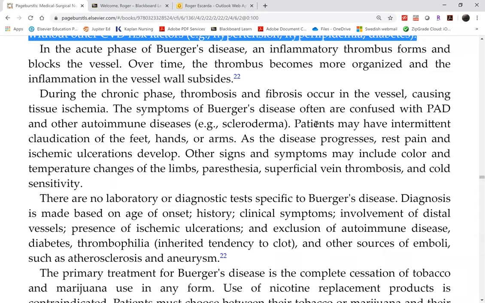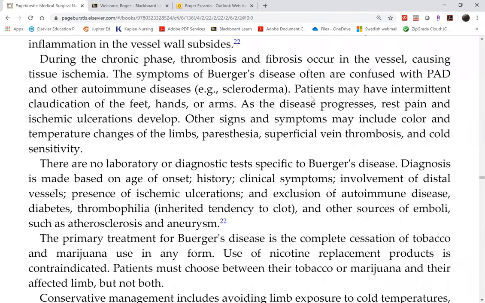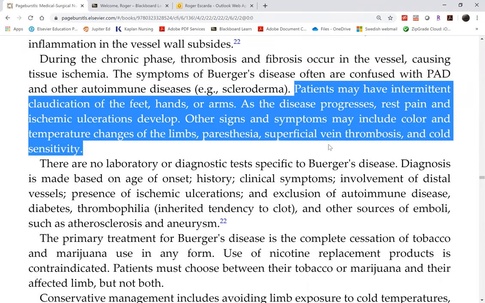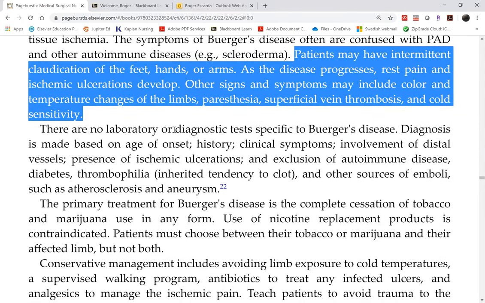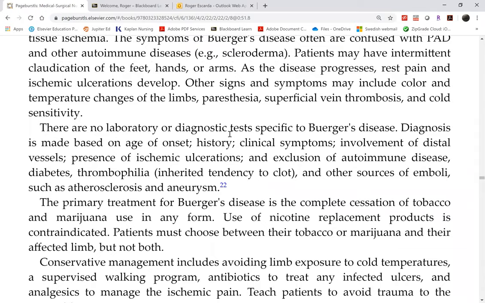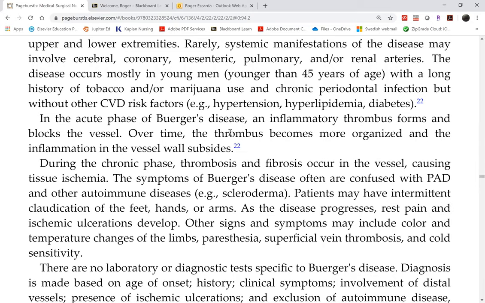This is Buerger's disease. So what are the symptoms? Kind of similar to PAD. They still have intermittent claudication. They have pain, paresthesia, and then they have cold sensitivity, meaning during winter their hands and feet are painful. No lab tests to do it. Actually, we don't know exactly why smoking does this to some people, and some smokers don't have it. We really don't know exactly how smoking does it. We just know the only risk factor for this is smoking.